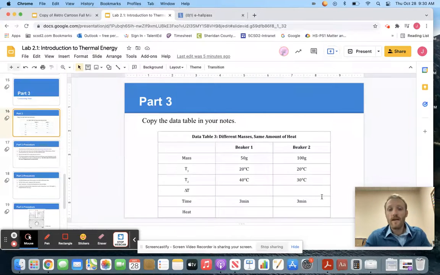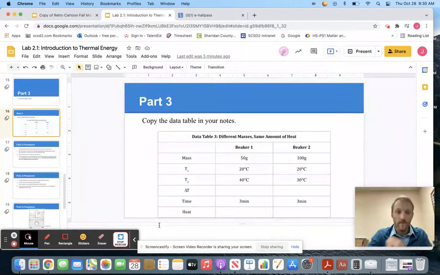Now we're going to want to calculate delta T. Remember, delta means change in, and T is temperature. So how much did our temperature change? That should be pretty easy. We went from 20 to 40 here, 20 to 30 here. And then heat, let's just wait on heat for a second. We're going to talk about that at the end.